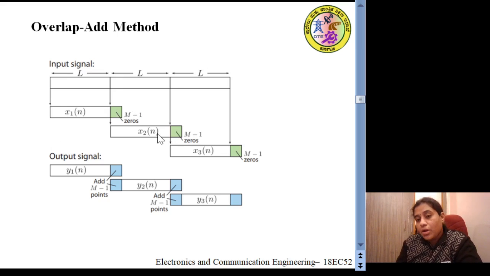Similarly, the second block starts after the first L samples; we take the next L values. To those samples, we append M minus 1 zeros, such that the second block also has length capital N, which is equal to L plus M minus 1 samples. Similarly, x3 also has L samples from x of n and m minus 1 appended zeros.